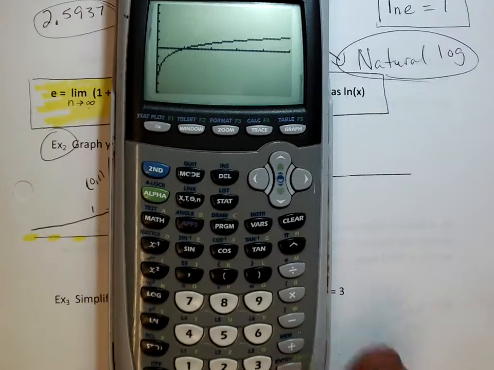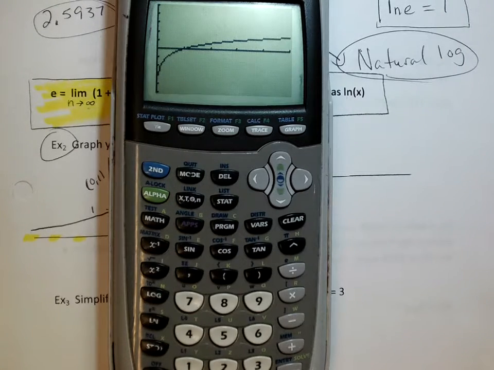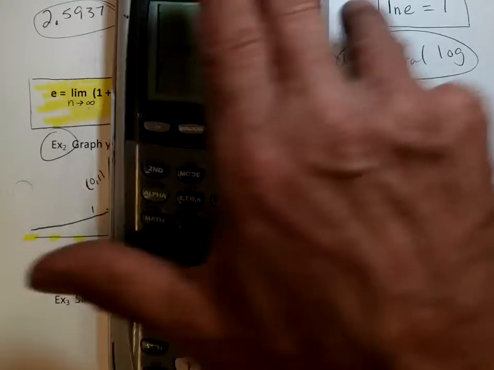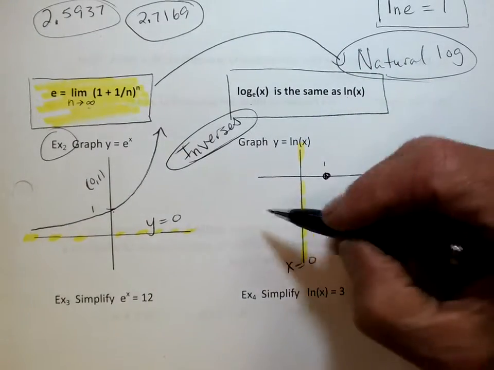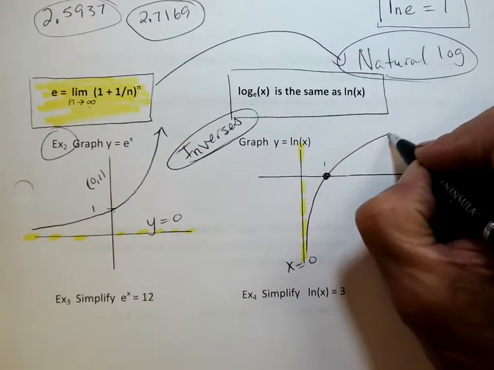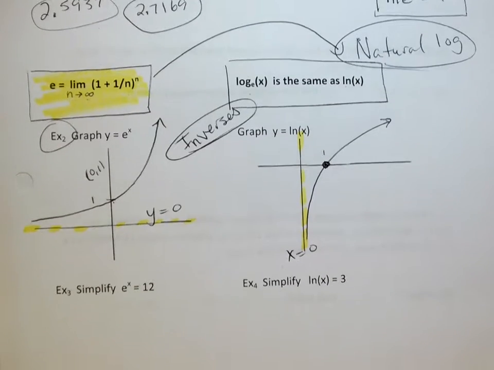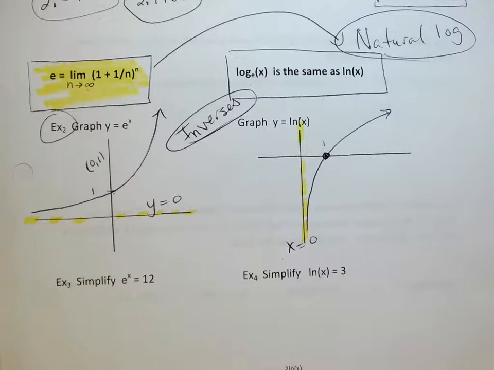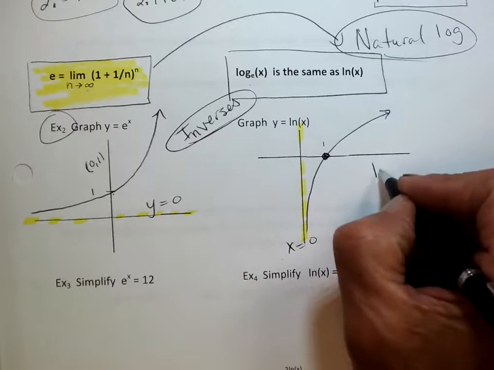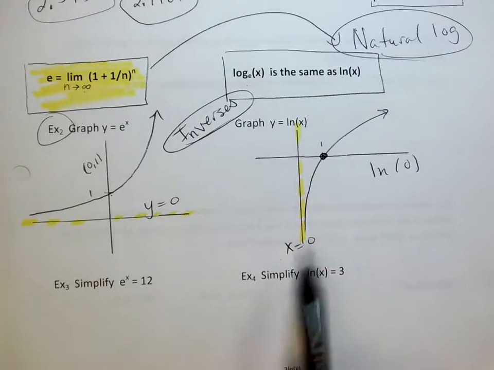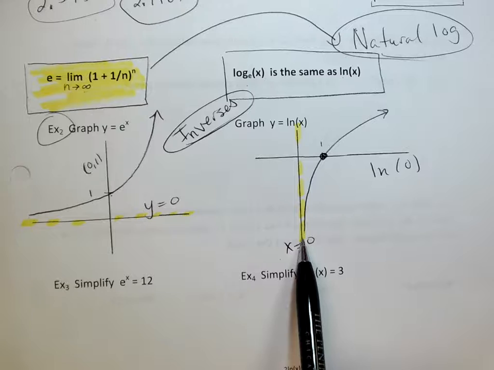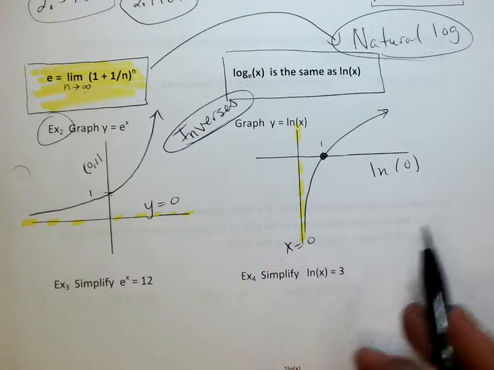Now, if I look at my calculator, it really looks like it touches here, but it doesn't. We know it doesn't. It gets closer and closer and closer to that, but it never touches. So it's going to look like this, and that's the natural log graph. One of the things we know for sure is that we can't take the natural log of 0, because it never touches 0, does it? Can't do natural log of 0, so that's undefined.